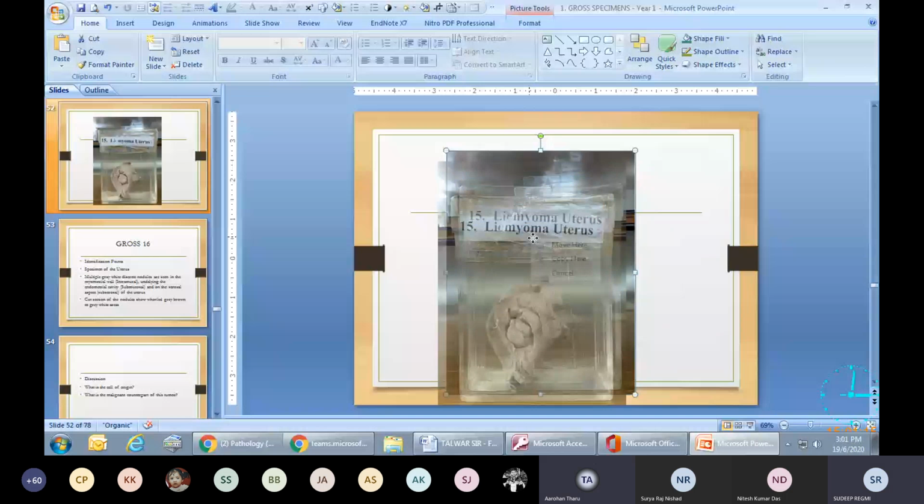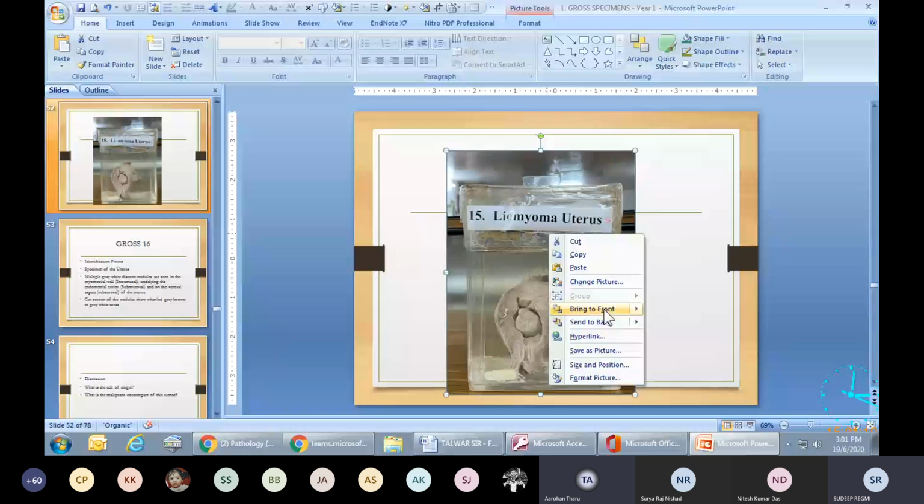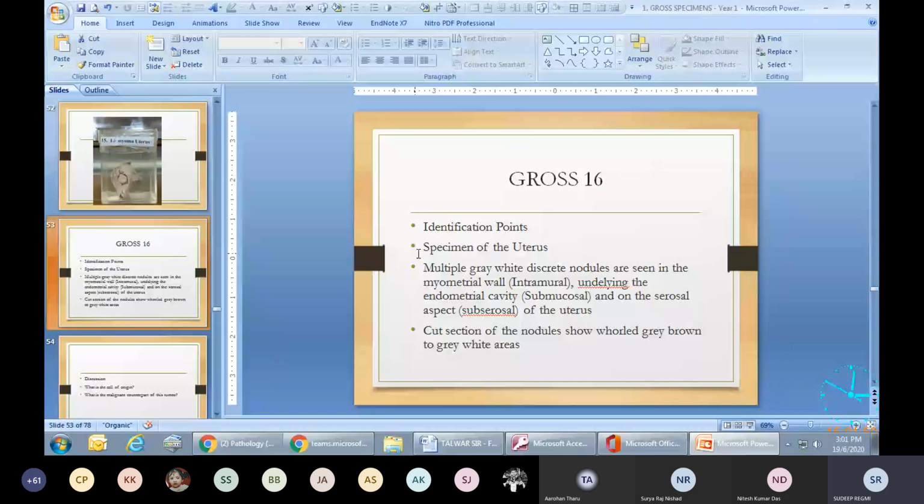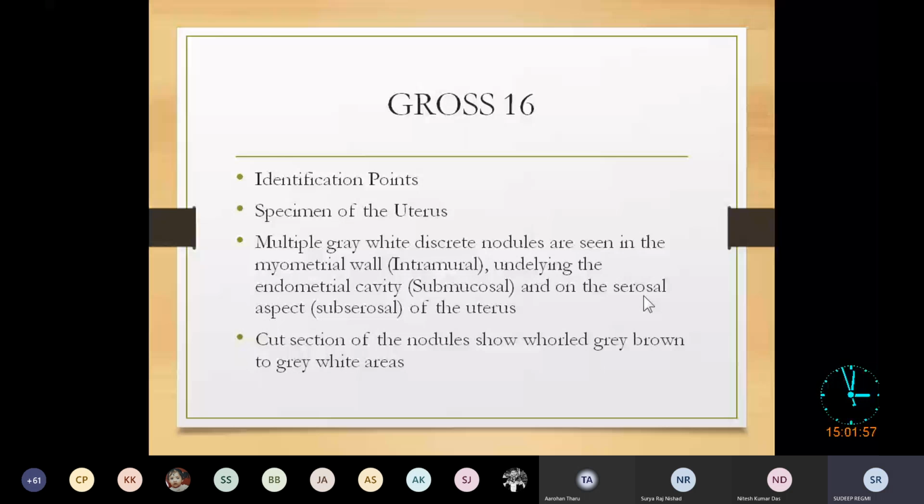In the muscle layer, we see the neoplastic tissue. What is the muscle layer of the uterus called? Myometrium. Okay, myometrium. You are talking about this, right? Multiple nodules. Yes. Here there is a nodular growth in the myometrial layer and submucosal area also. So what you can say is this is the specimen of the uterus showing multiple gray-white discrete nodules in the myometrial wall. If it is present in the myometrial wall, then it is known as intramural. Okay.